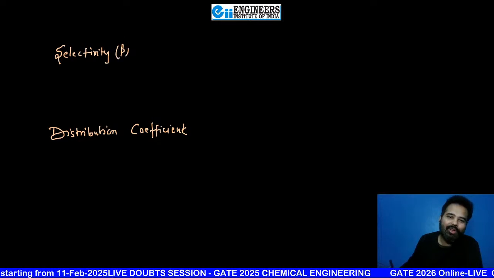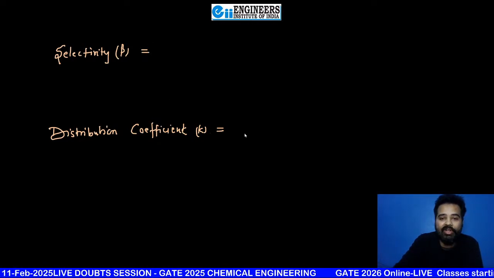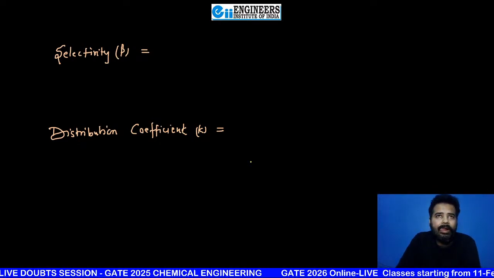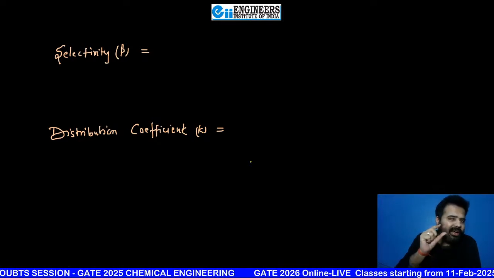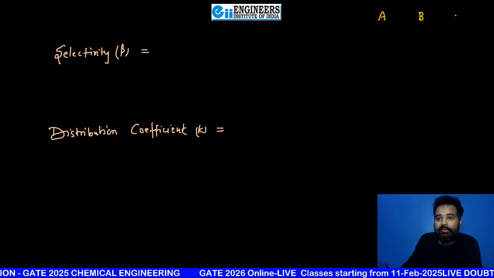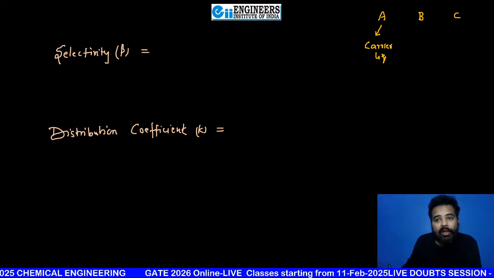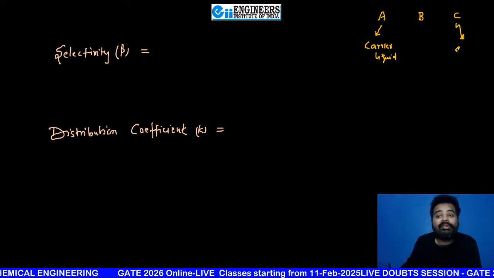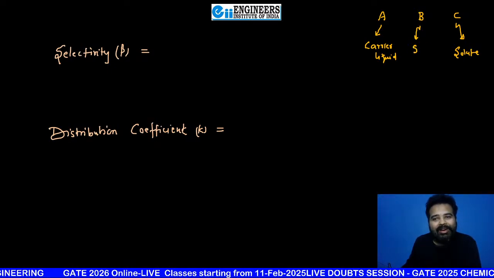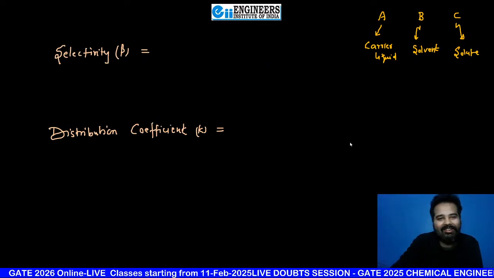It is beta. No need to see its symbol actually. Okay, the symbol is not important. So what is selectivity and what is the distribution coefficient? Suppose A, B, C. A in the general case is the carrier liquid. And what is C, my dear students? This is your solute that you want to recover with the help of solvent. So definitely B is my solvent here. B is solvent.